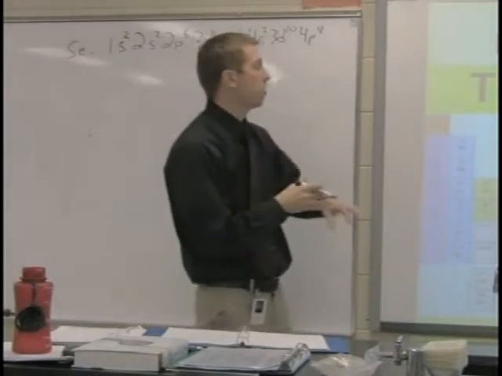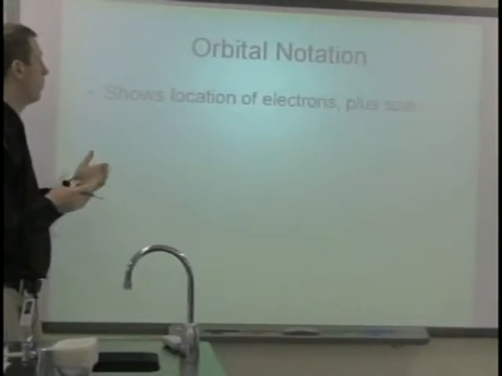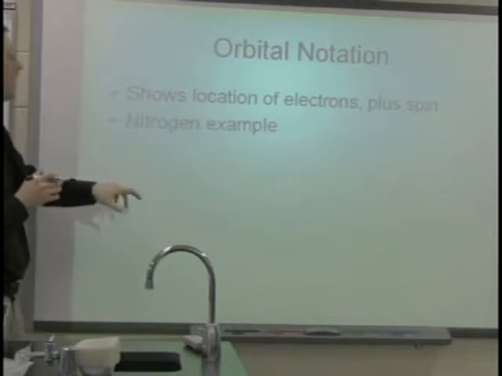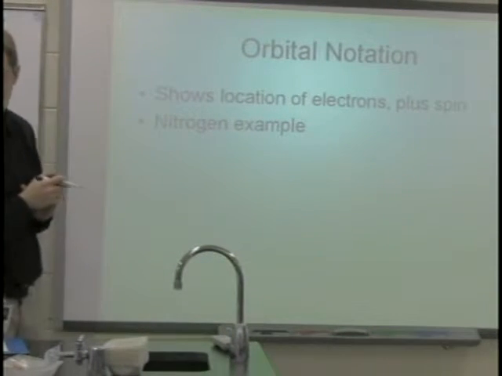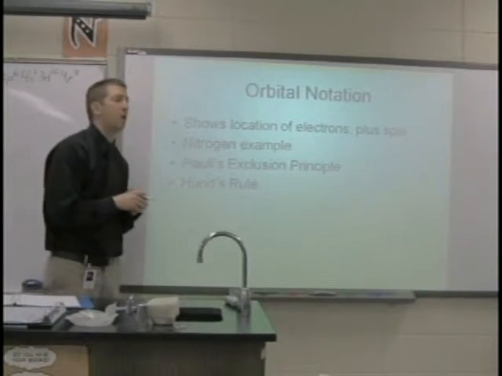The next thing we're going to show you is another way to represent electrons, referred to as orbital notation. Orbital notation shows the location of electrons plus the spin. This is something else that we covered in Chem 1. I'm going to give you the nitrogen example here in a second, but bring up the fact that there's 2 rules that we abide by when doing this.